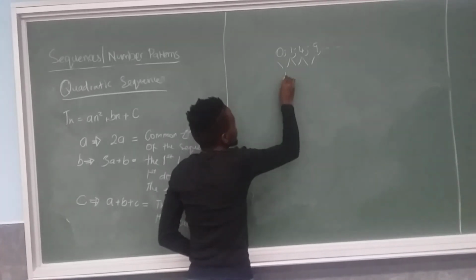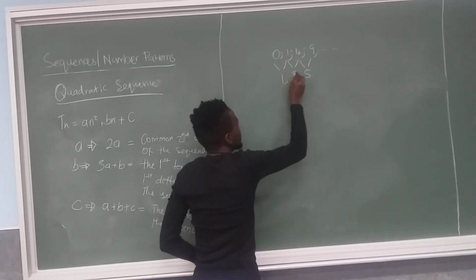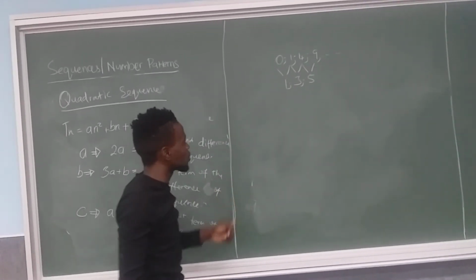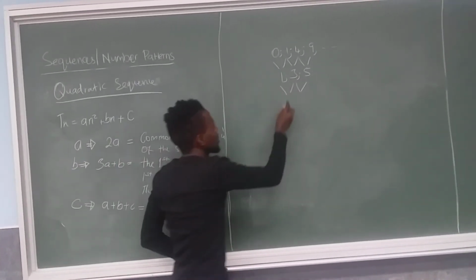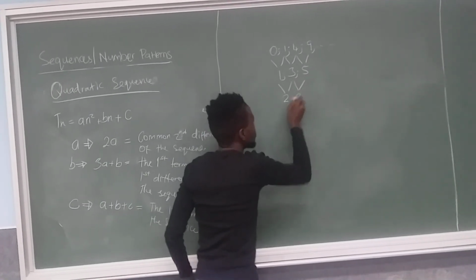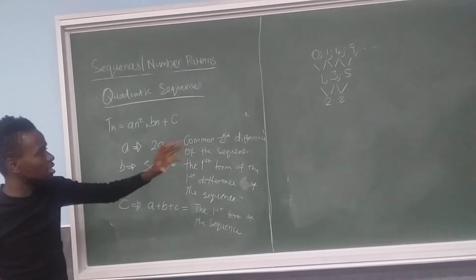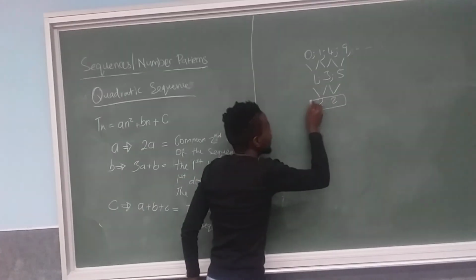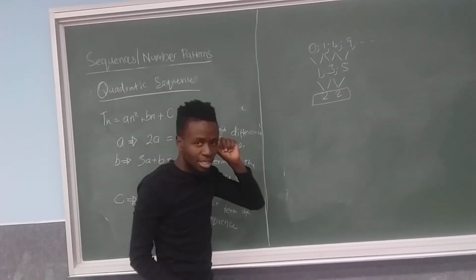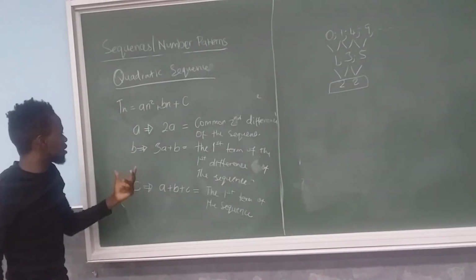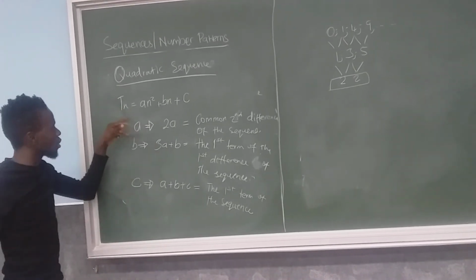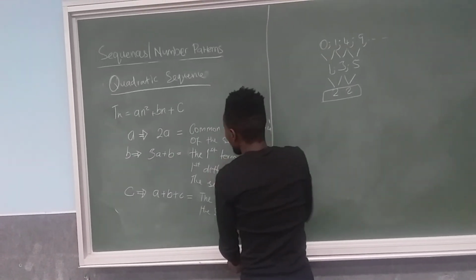So for us to find the first difference, remember, 1 minus 0 is 1. 4 minus 1 is 3. 9 minus 4 is 5. Okay? Now we are going to move to the second difference. 3 minus 1 is 2. 5 minus 3 is 2. Now we are confident that this is a quadratic sequence because the second difference is constant. Okay, now an examiner can come and say, calculate for us the nth term of the sequence, or the general term of the sequence, or the Tn.